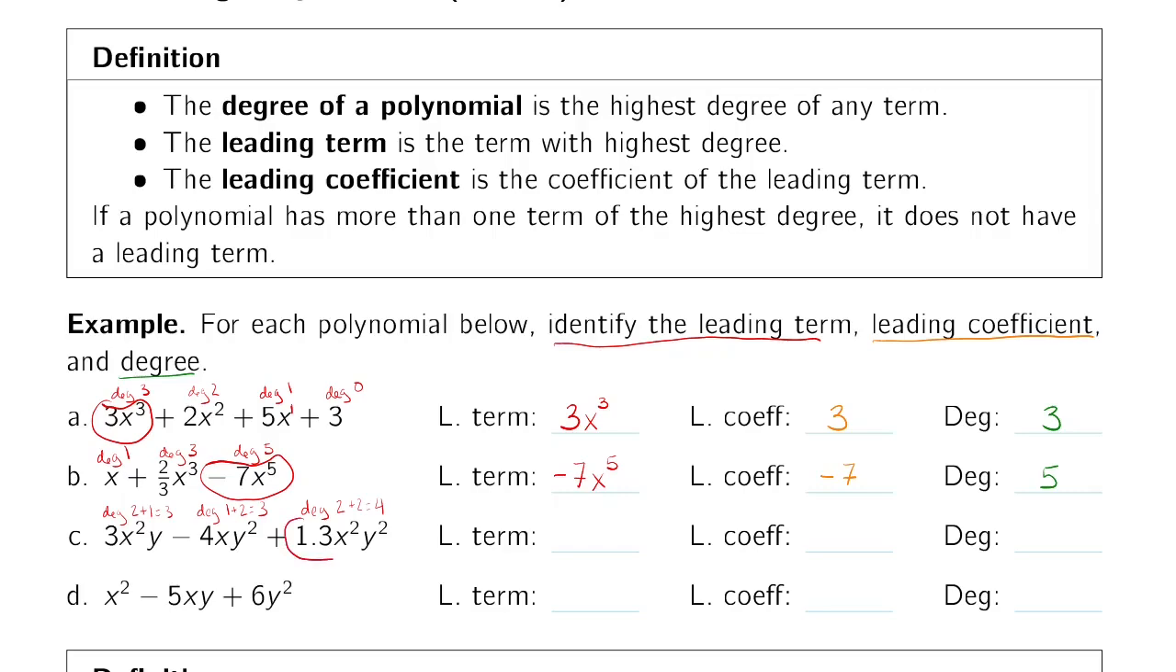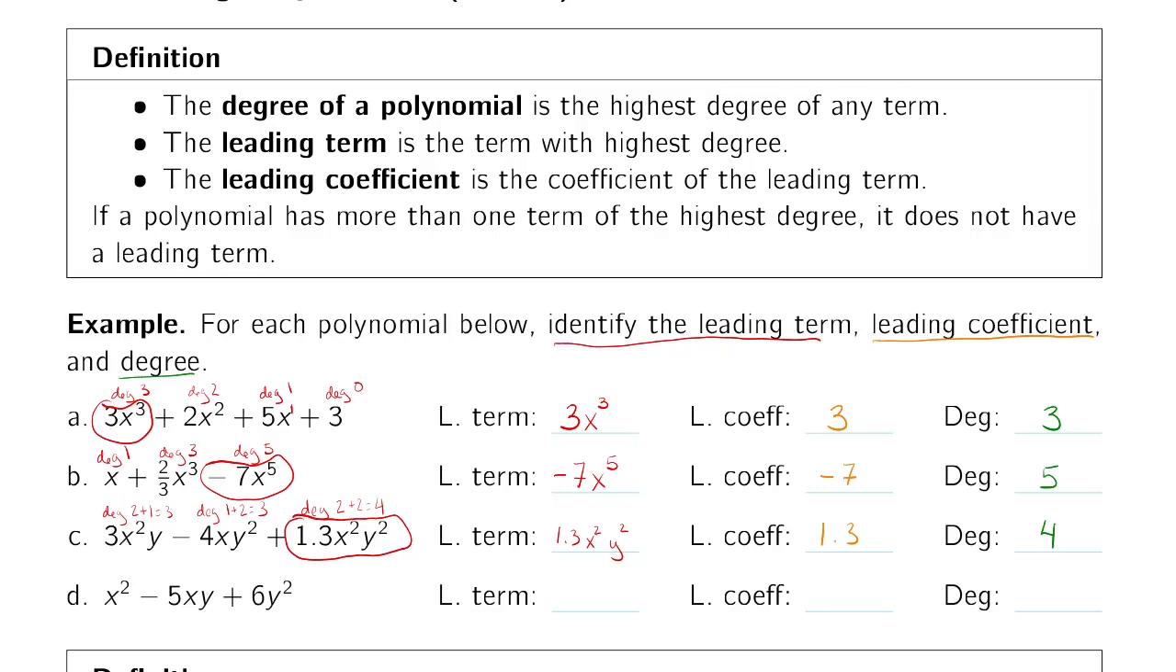This last term has the highest degree of any term. 4 is the highest. And so our leading term is 1.3 x squared y squared. The coefficient of that term is just 1.3. So our leading coefficient is 1.3. And the highest degree of any term is 4. So the degree of the whole polynomial is 4.